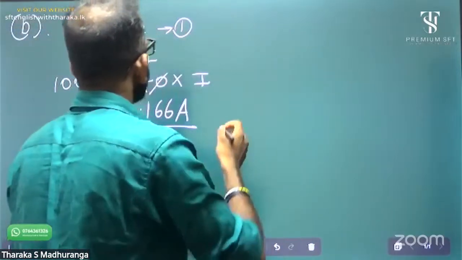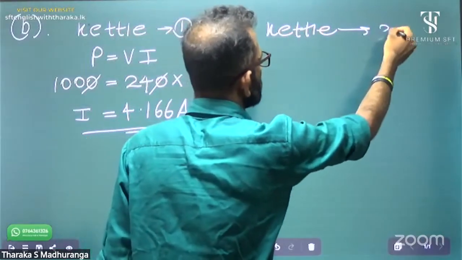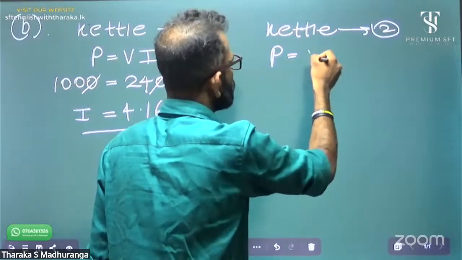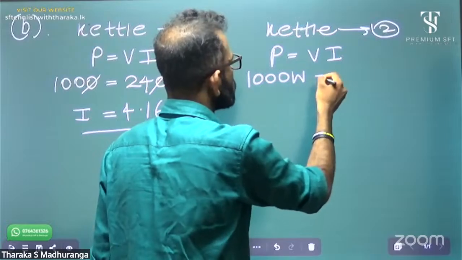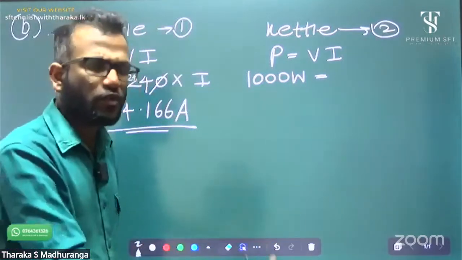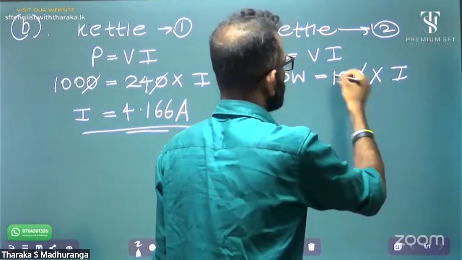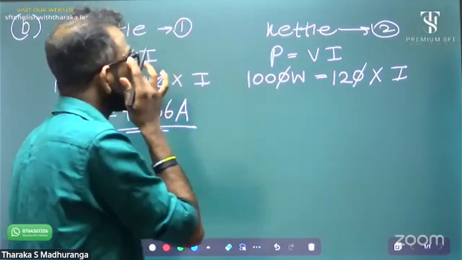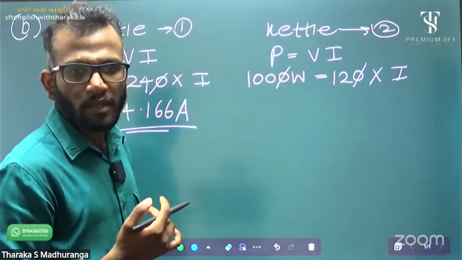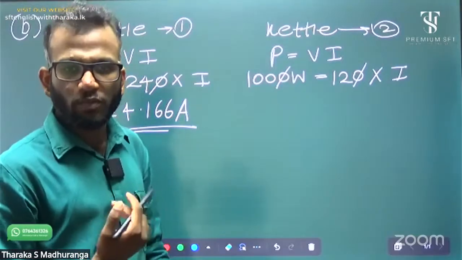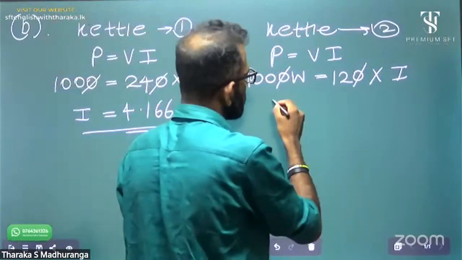Okay, let's move to kettle number 2. P equal V I. The power is the same, 1000 watt. 1 kilowatt means 1000 watt. Voltage 120. For the current I, 0 to 0 cancel, 100 over 12. 8.32. What's the current?